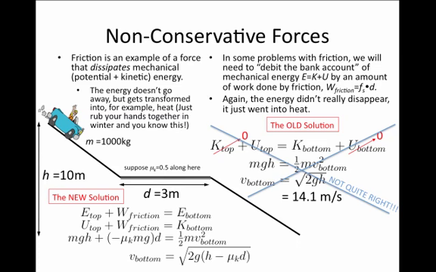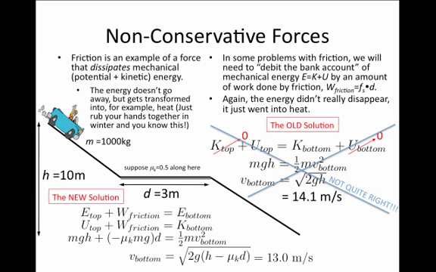Now, if we plug in some numbers, the height of 10 meters, the distance of 3 meters along which there's friction, and the coefficient of 0.5, we find that the velocity at the bottom is 13 meters per second. That is somewhat less than the old form of 14.1 meters per second, and that's because the kinetic energy at the bottom of the track is less in this case than it was when there's no friction. Why is there less kinetic energy at the bottom? Because some of the total mechanical energy of the system was debited away. It was reduced by the work done by friction.